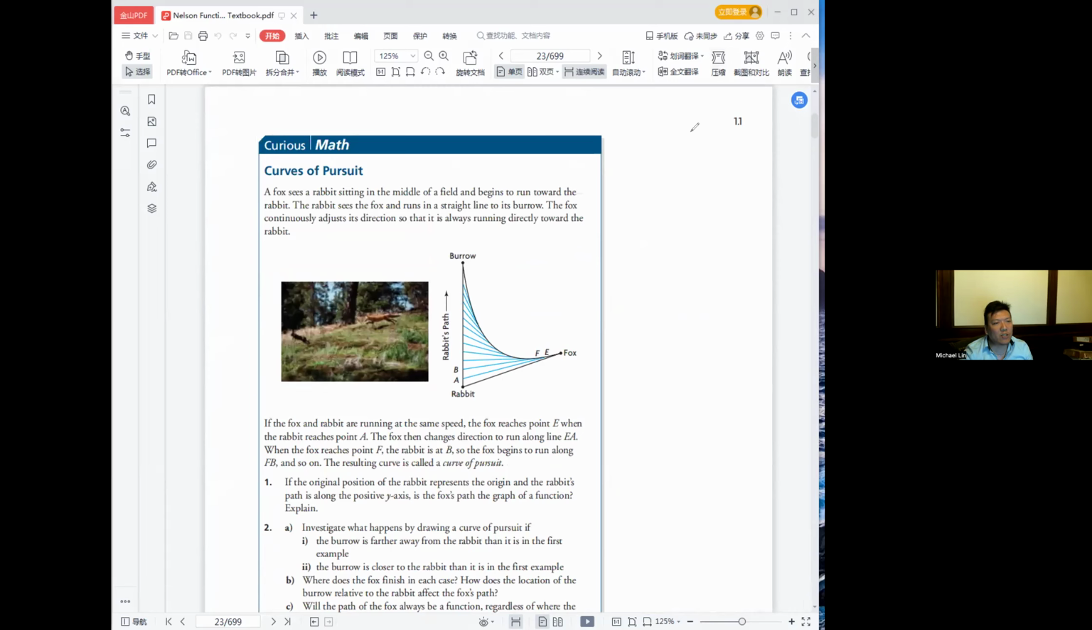So if we were to, for example, take a look at the parabola, which is something that we're all familiar with, because I'm assuming everyone here has finished grade 10 math.